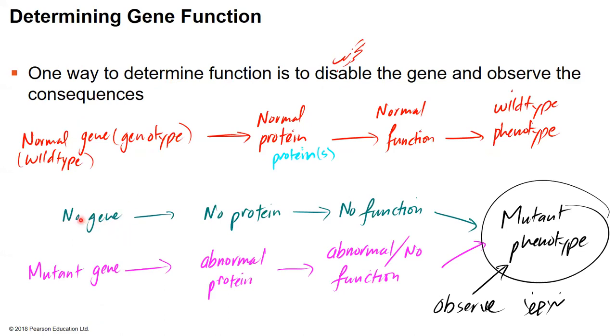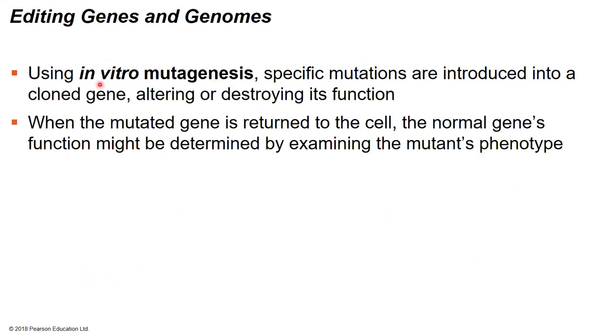Now, how can we disable genes or make mutant genes? We can make mutant genes by a technique called in vitro mutagenesis. In vitro means in a test tube. So basically, you have the gene in a test tube and you introduce mutations, and these mutations will change the protein or destroy its function. Okay?